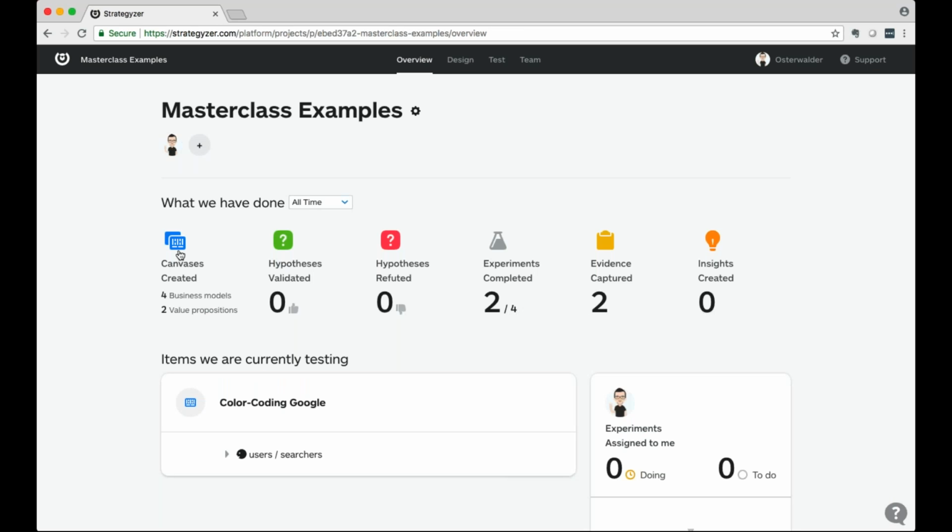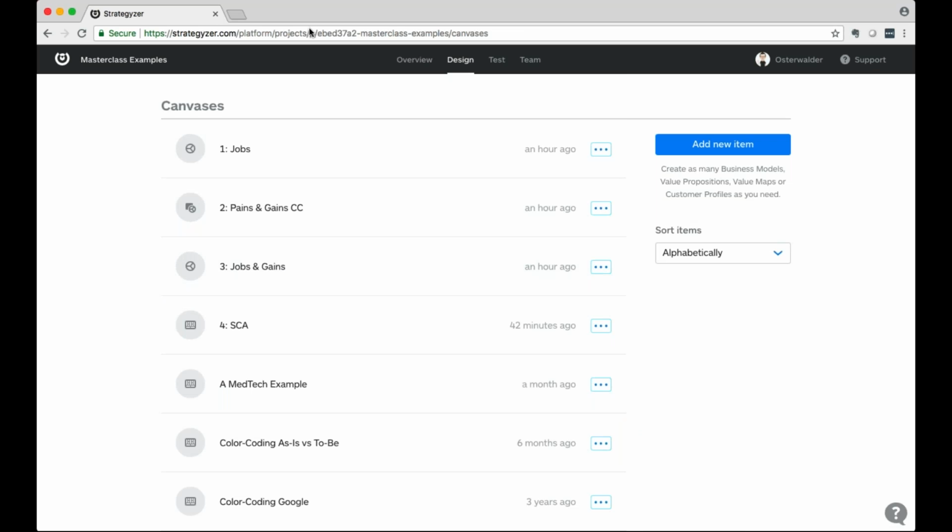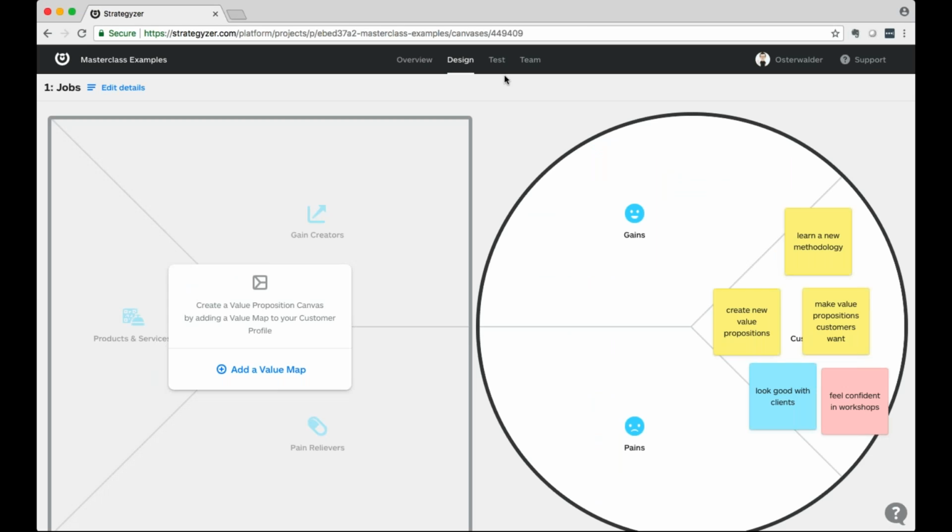Okay, so let me go back and quickly into a different example. Well, actually, I want to stick with this one first. So another thing, let me point this out here. So let's take learn a new methodology. So in our master classes, we often get people to fill out a customer profile and ask them to do that for a book reader. Okay, so a book reader might have this job of learning a new methodology.